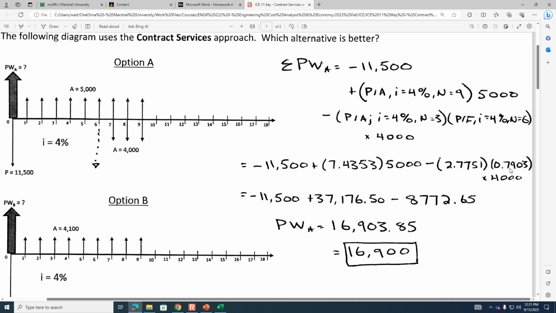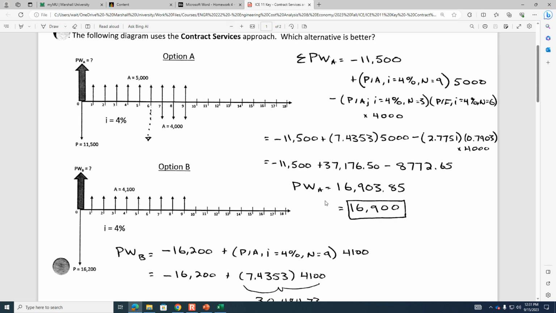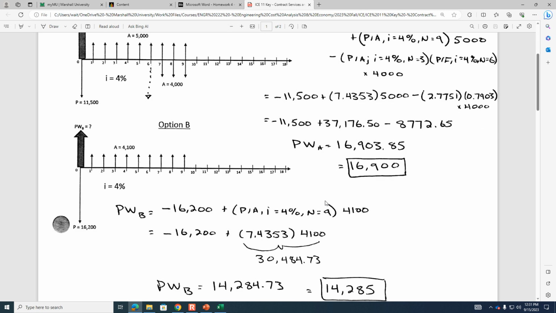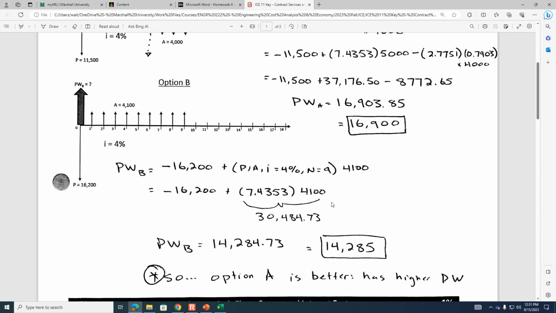And then option B is a little bit simpler because it doesn't have that two-step annual series. For option B, we can find out that the present worth of that alternative is $14,285. So we should choose option A since it has the higher positive present worth.